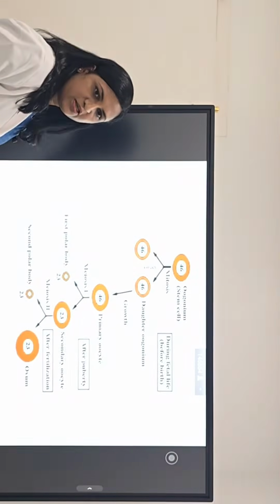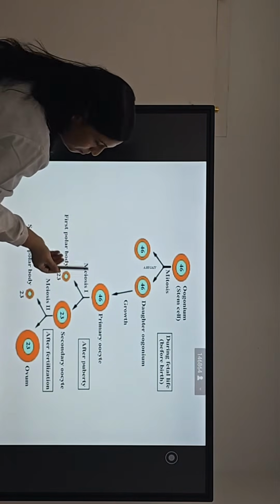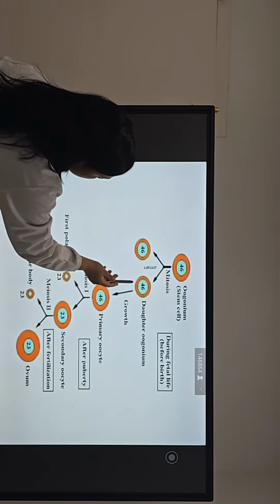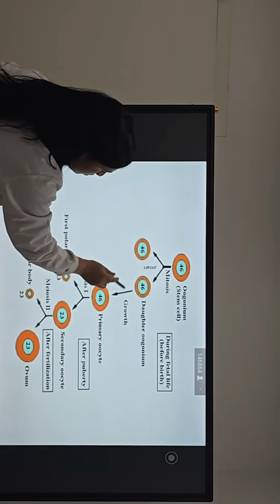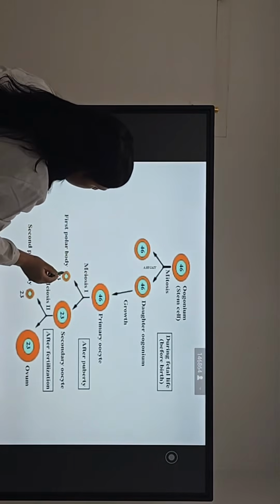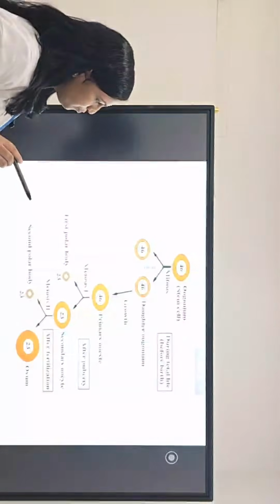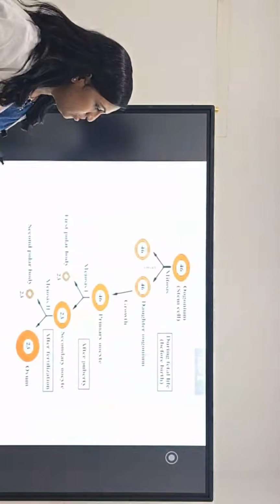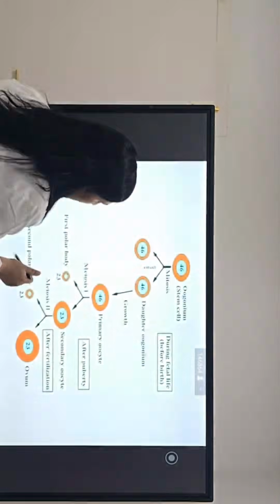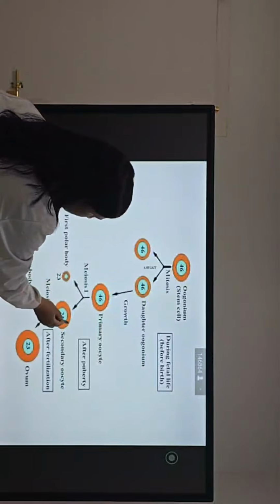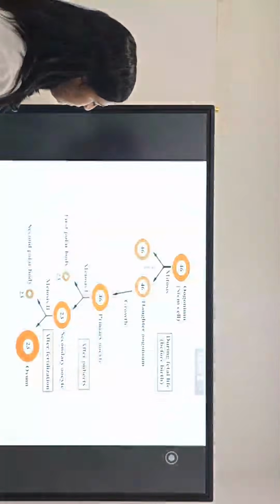Now, oogenesis is also a form of meiosis. The oogonium has 2n number of chromosomes, that is 46 chromosomes. This will undergo mitosis and form a number of daughter oogonia, which will grow to form a primary oocyte. Up till puberty, the primary oocyte is arrested at prophase 1 of meiosis 1, and after fertilization, the second stage of meiosis will be completed.